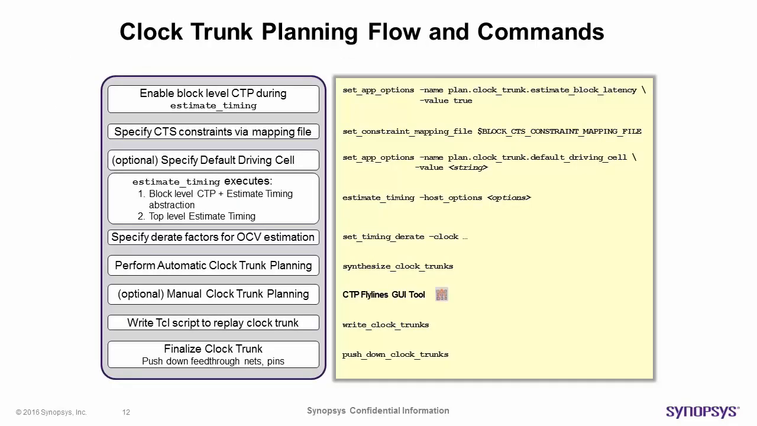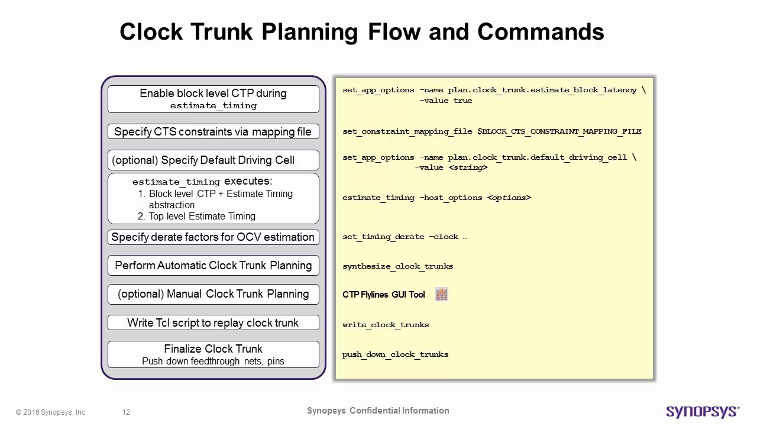This page shows the commands used in the clock trunk planning flow. In the first step, you enable block level clock trunk planning during estimate timing. You can enable it by set app option -name plan.clock_trunk.estimate_block_latency with -value true. Then you specify the CTS constraint via mapping file using the set constraint mapping file command.